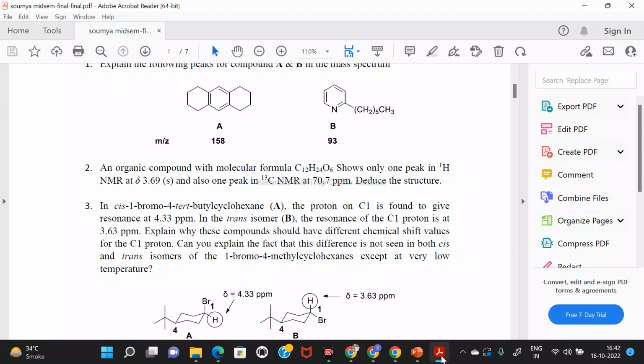So in this molecule, the molecule is showing only one peak in 1H NMR and also one peak in 13C. What does it mean? Only one peak in both cases. That means the molecule is highly symmetric. It is clear or not? Yes, because in the benzene ring, all the protons show only one peak because it is symmetric. So here also it is symmetric.